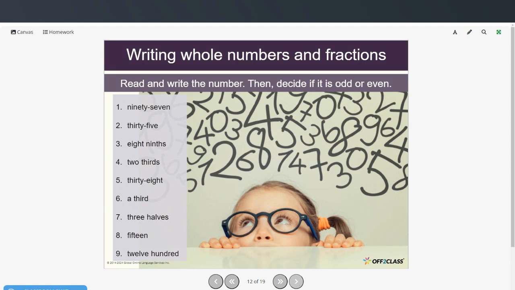Alright, so writing whole numbers and fractions. So read and write the number, and then we'll decide if these numbers are odd or even. You can pause the video, try this on your own, and then come back when you're ready to see the answers.